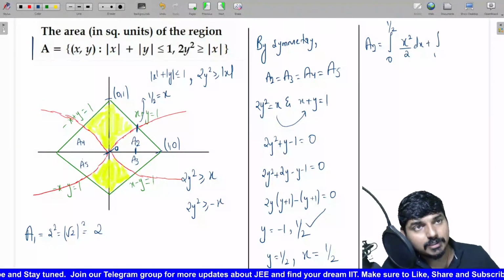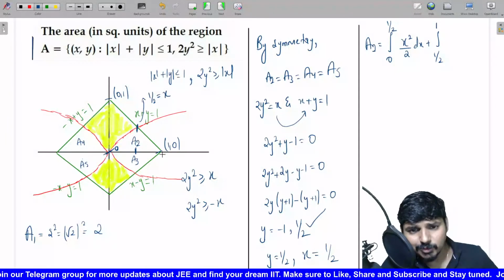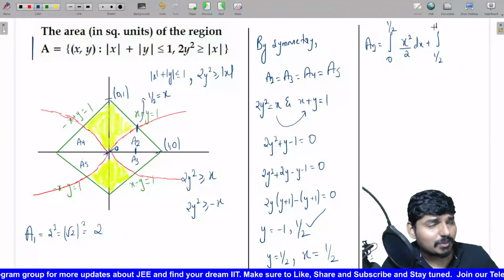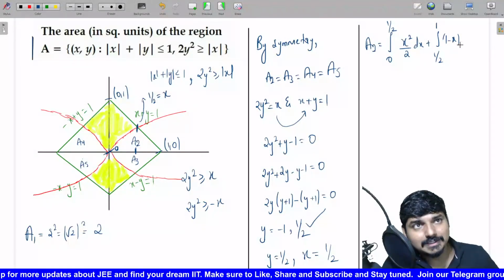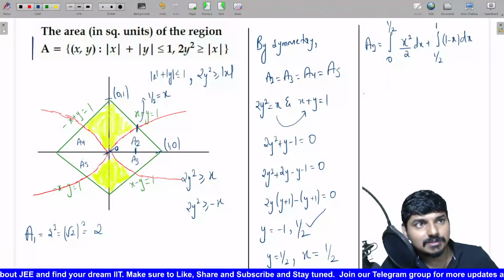And between 1 by 2 to 1, you see which is going to be involved? Only the line is involved. Only the green line is involved. So what is that going to be? Well, 1 minus x into dx. This is what you're going to get. Now, all you have to do is solve this equation, everyone.